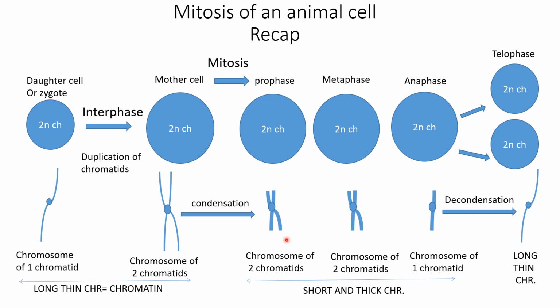So, condensation occurs when the cell passes from interphase into prophase. The chromosome of 2 chromatids, long and thin, becomes of 2 chromatids always, but short and thick. While decondensation happens in telophase, and the cell that has chromosomes short and thick of 1 chromatid, has now also 1 chromatid, but long and thin.